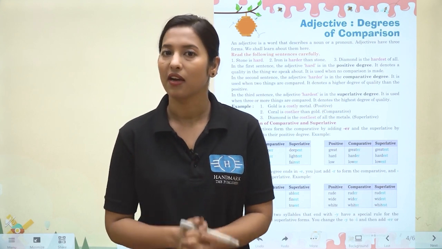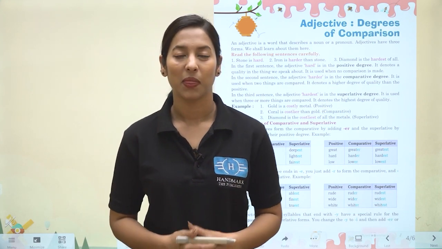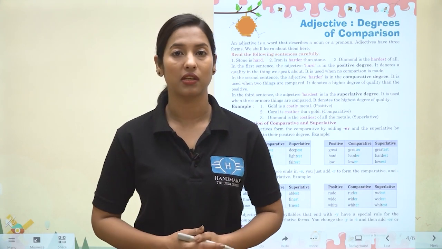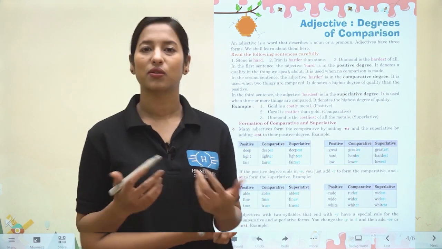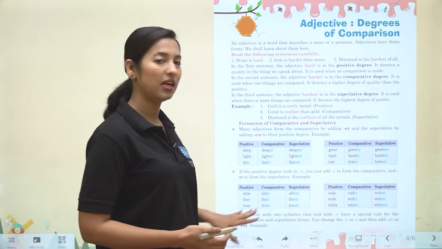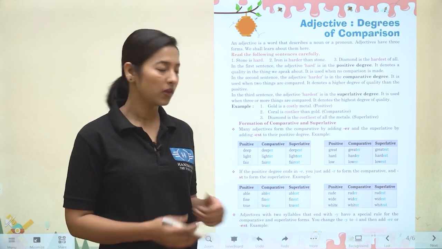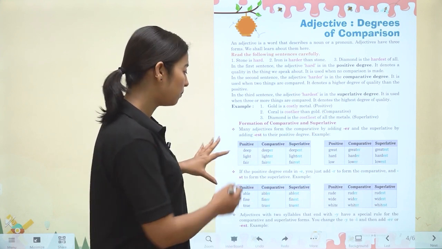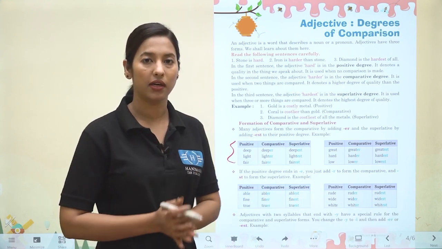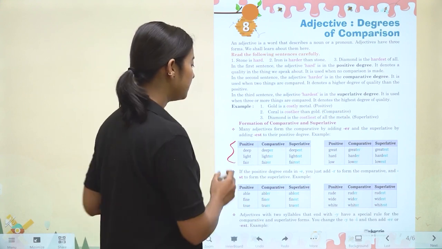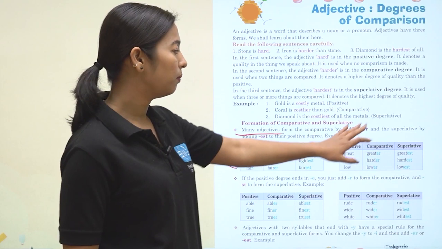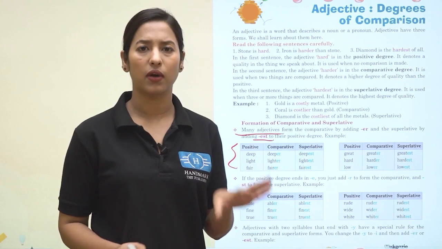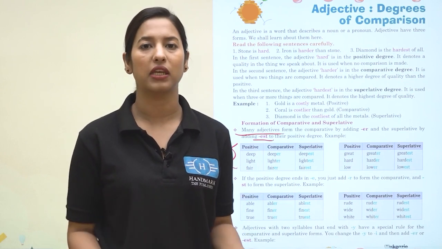Now let's try to understand how we form these degrees. Children, since we already know that the first degree, the positive degree, is the adjective itself, we don't need to change the positive degree as it is the original adjective, the first form. So we simply make the comparative and the superlative degrees from this positive degree. Let's try to understand this with these examples. Here we can see many adjectives form their comparatives by adding er and superlatives by adding est. This is the first basic rule, which is applied in most cases.